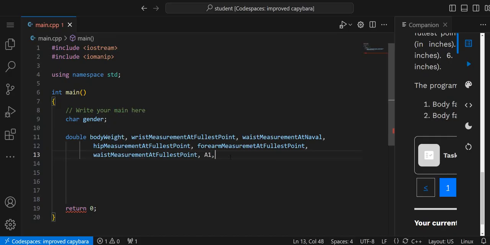I'm going to do A1, A2, A3, A4, A5, B, and body fat and body fat percentage.